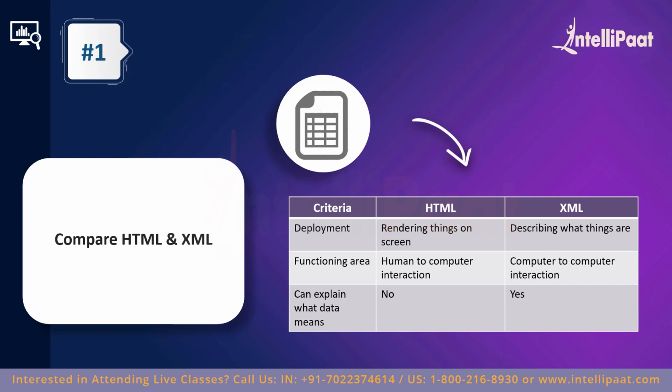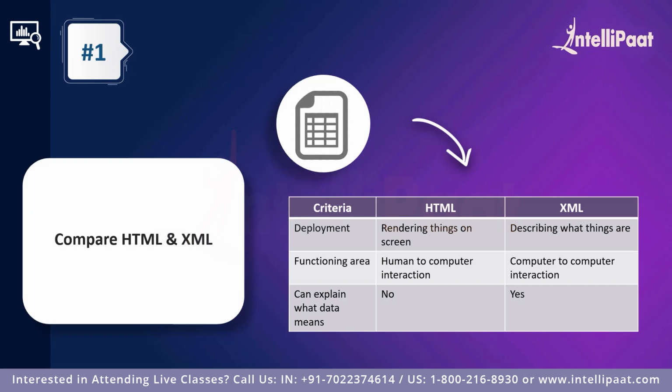And then when we're talking about the functioning area, right? With HTML, it's a computer to human interaction in a way where you write HTML code and you work with it. So it's you as a human or a programmer talking to a computer. And then when you're talking about XML, XML is describing what the data actually is and a lot of those things. So in that case, it's considered as a computer to computer interaction.